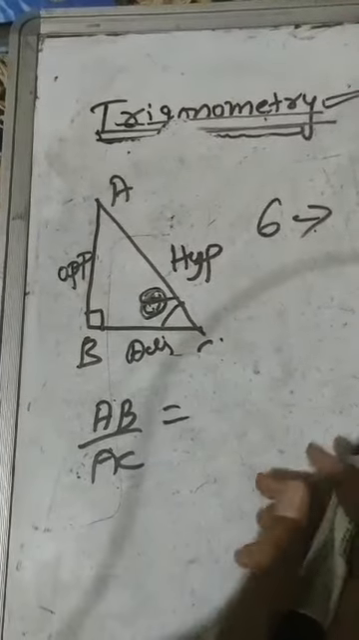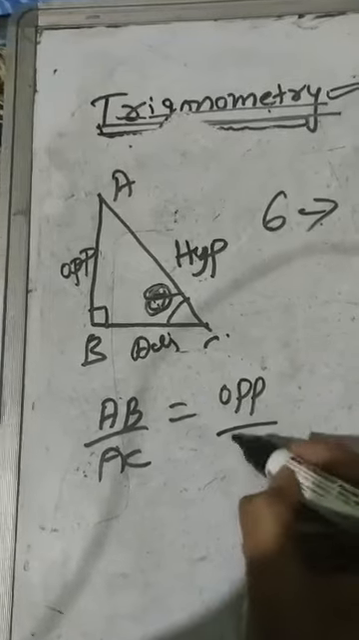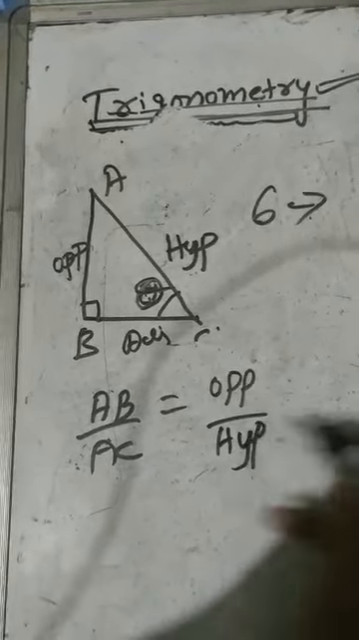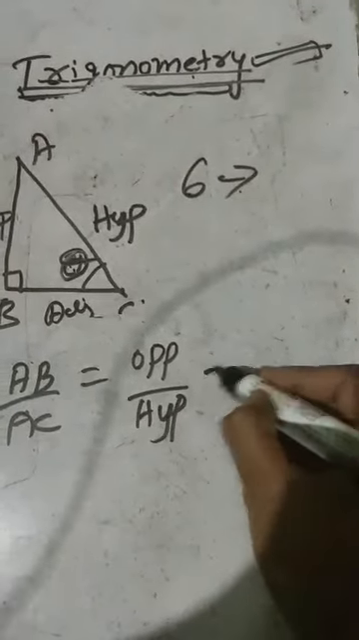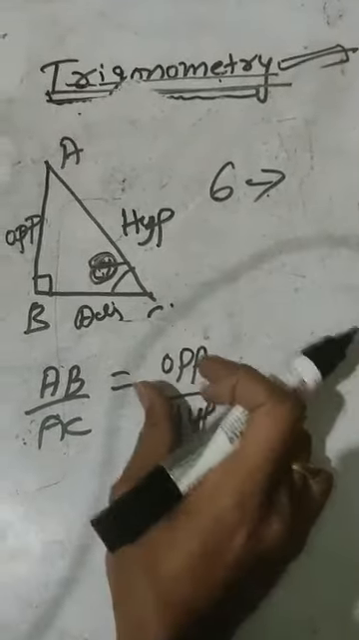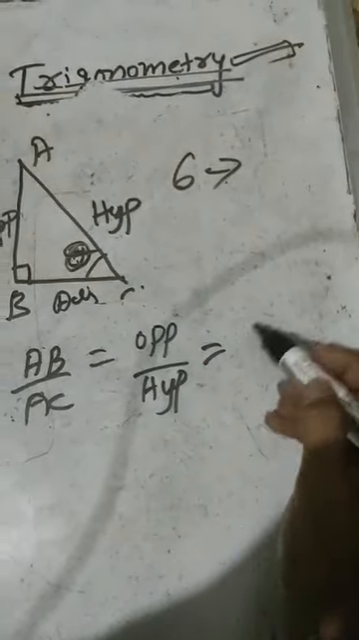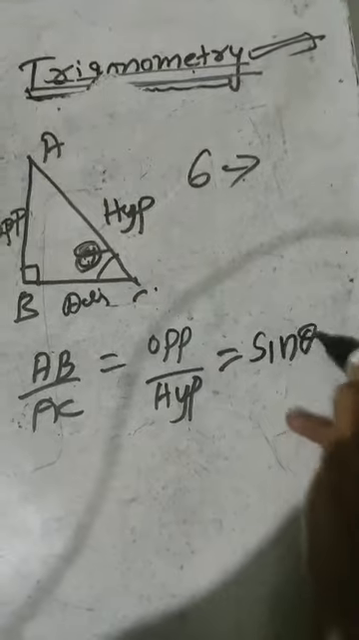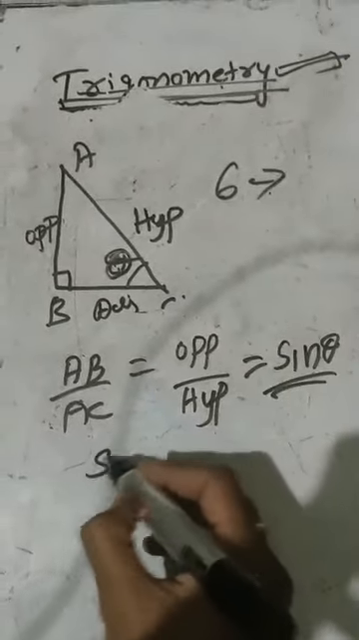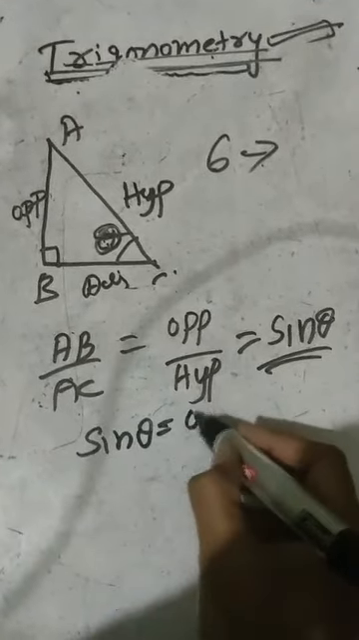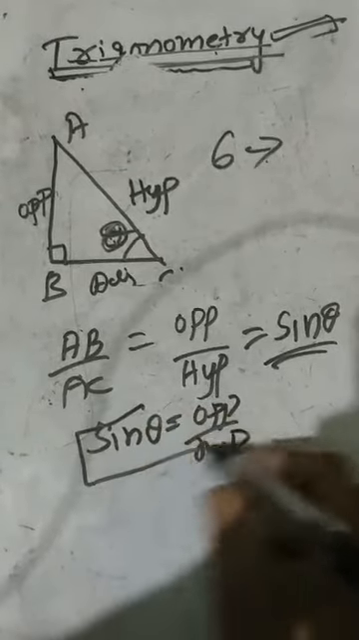What is AB here? AB we call opposite. What is AC here? Hypotenuse. AB is opposite, AC is hypotenuse. In trigonometry, opposite by hypotenuse is named sine of the angle theta. Simply we write it as sine theta. Sine theta means what? Opposite by hypotenuse.